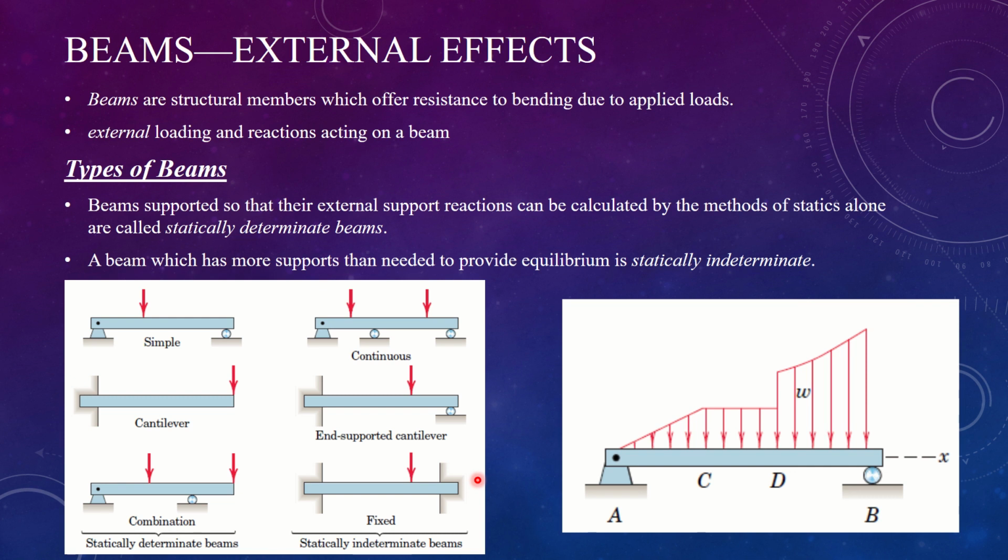Now, these beams, if you look at them, have to be connected externally to a certain structure, or to a support, or to certain joints. Now, beams are divided into two parts: statically determined beams and statically indeterminate beams. So what are the two? What's the difference between the two beams?